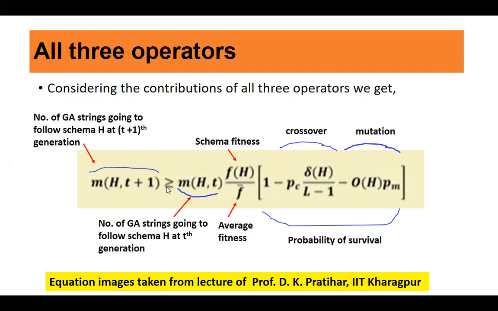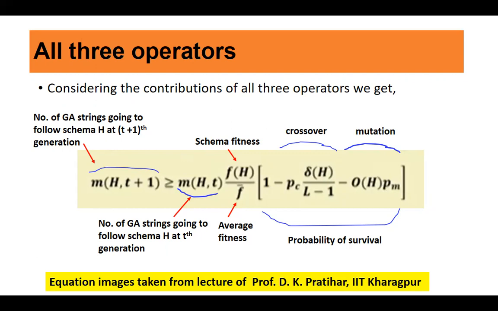What is this greater than or equal to sign? It is not only equal because during the GA operation, there is also the possibility that a new GA string may also participate or may also follow schema H, right? A new string which is generated might follow schema H. So just to keep that possibility, the greater than or equal to sign is used. It might increase or it might remain the same, right?